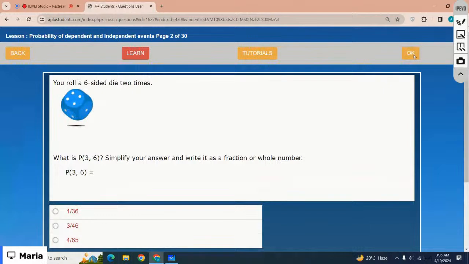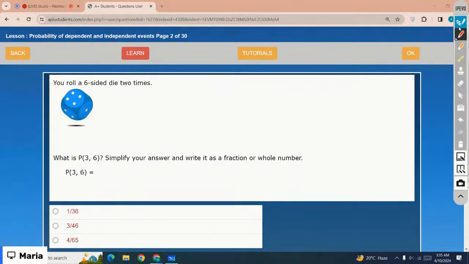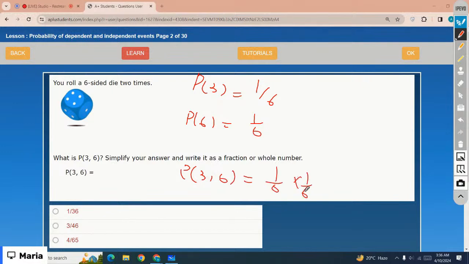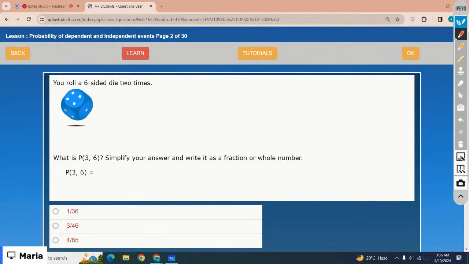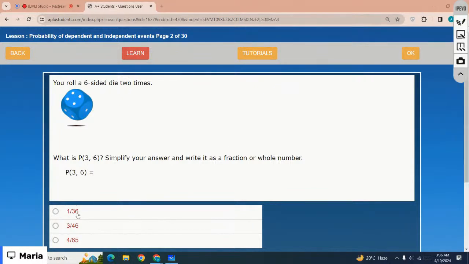You roll a 6-sided die 2 times. What is the probability of 3 and probability of 6, right? Probability of 3 is 1 out of 6. The probability of 6 is again 1 out of 6. So the probability of 3 and probability of 6 is 1 out of 6 times 1 out of 6. That is 1 out of 36. Option 1 is the correct option.